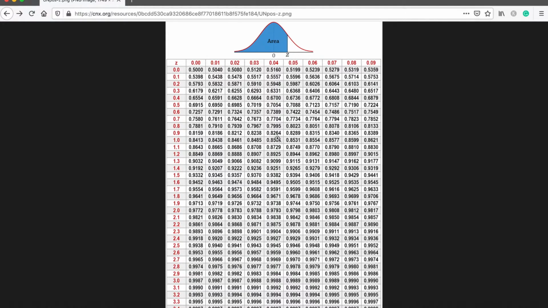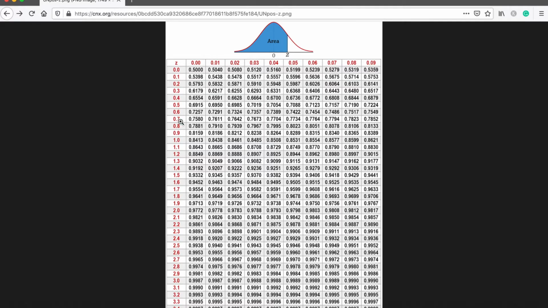But this can happen in reverse as well. So I can instead give you a p-value, and then you could find your z-score from that p-value. So for example, if I give you a p-value of 0.7704, which you're going to have to scan through all of these to find it, but it's right here, what is our z-value?